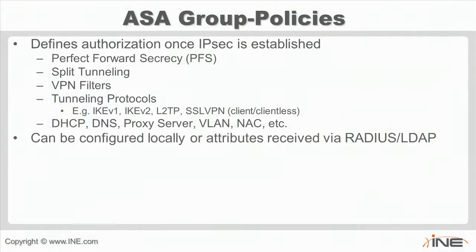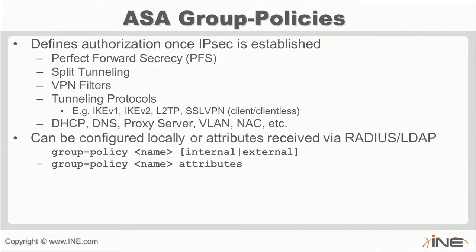Now these options can be configured locally, or they could be attributes that are coming from AAA. And you define this whether the group policy is an internal or external group. Internal meaning the local database on the ASA, external meaning like your RADIUS server. Then you specify what are these individual attributes.